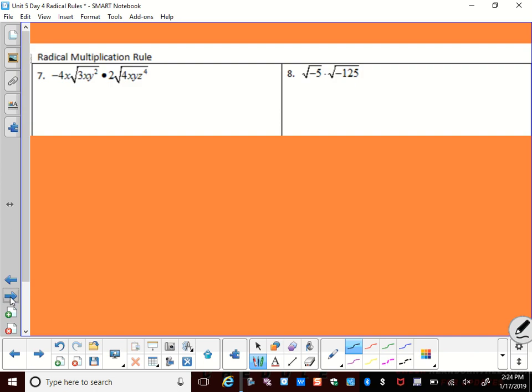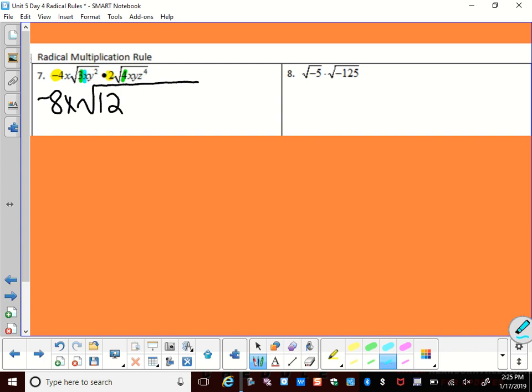All right, number 7. Okay, everyone focus for this one. I'm going to multiply everything that is alike together. So negative 4 times 2 gives me what? Negative 8. My x can stay on the outside, right? I'm going to make one big radical, and we're going to multiply things that are matching. So what is 3 times 4? 12. Good.